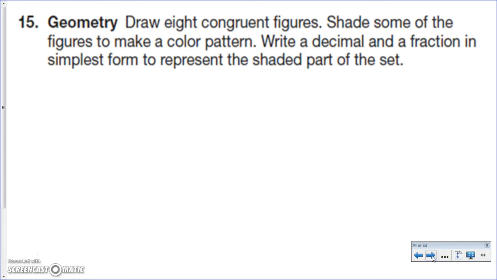For 15, geometry, draw 8 congruent figures. Shade some of the figures to make a color pattern. Write a decimal and a fraction in simplest form to represent the shaded part of a set. So we're going to use circles here. You can draw whatever shape you want. Just draw 8 of them, and then we're going to color in 3 of them.